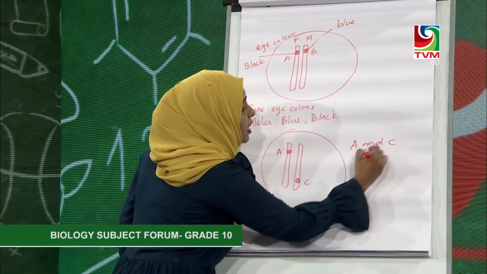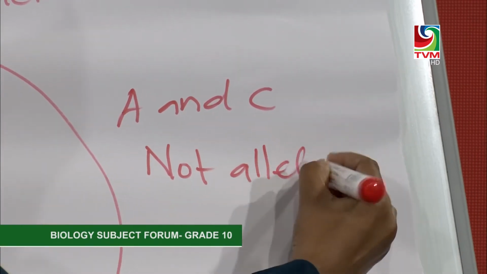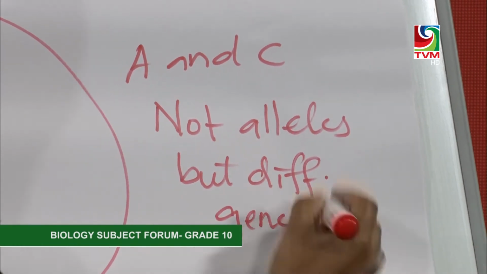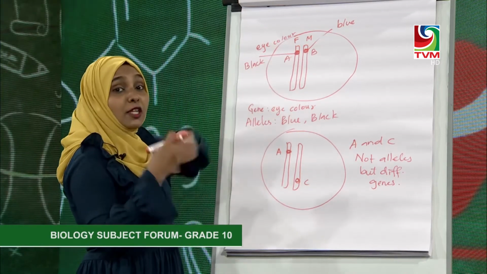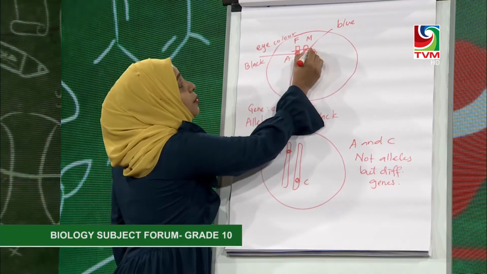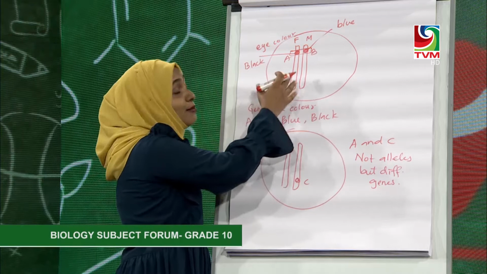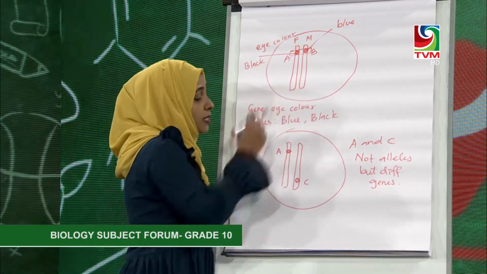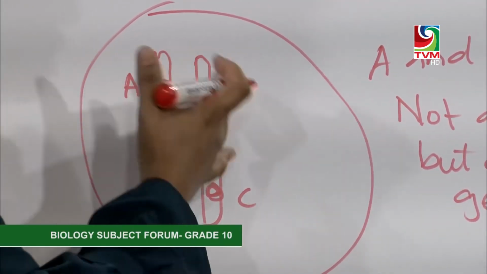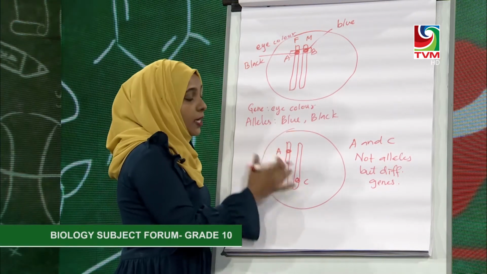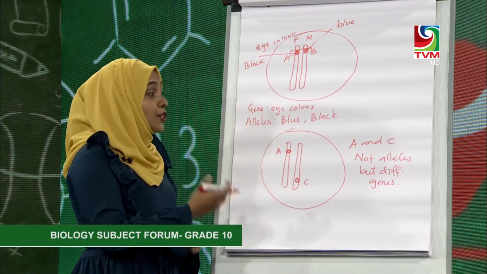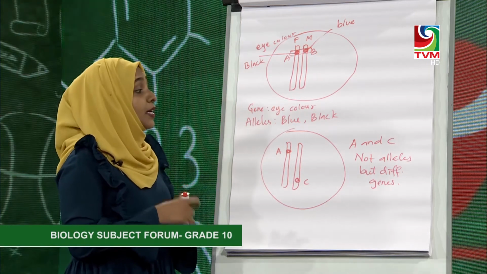A and C are not alleles, but different genes, because if it is an allele, it should occupy the same locus, the same location on the homologous chromosome. Here A and B are occupying the same location, so they become alleles, while A and C are not alleles because they appear on different locations. So these two are different genes, but not alleles. Most students find this part difficult, identifying alleles and genes.